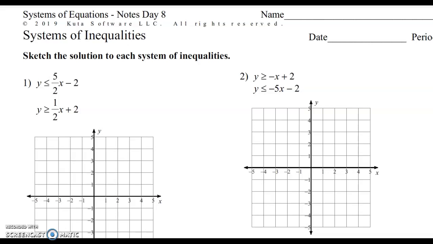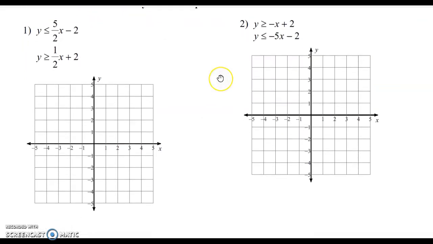We made it to the end of chapter 6. This is day 8, systems of inequalities. Similar to yesterday, except in the last two examples, we're going to have to get into slope-intercept form, which is something we've done before. So these first two are just like the ones from last lesson.